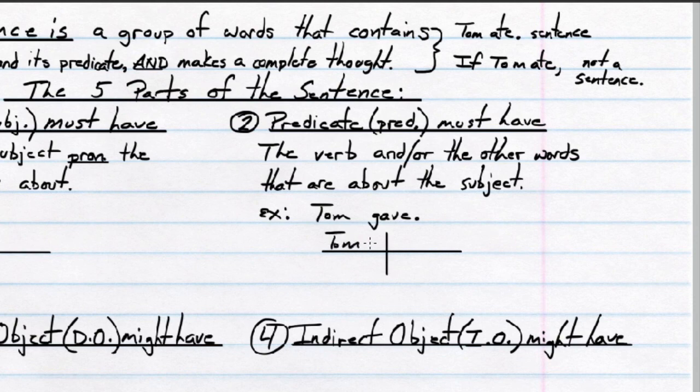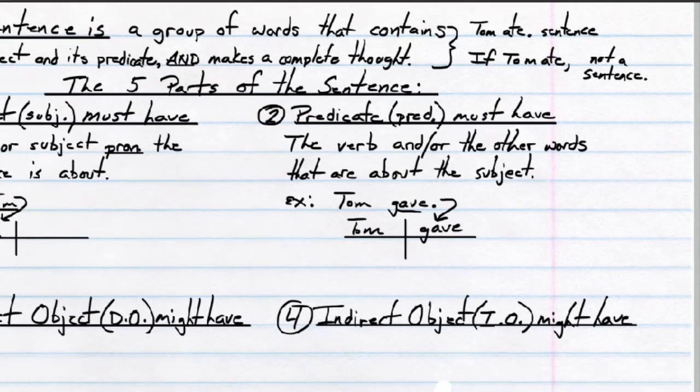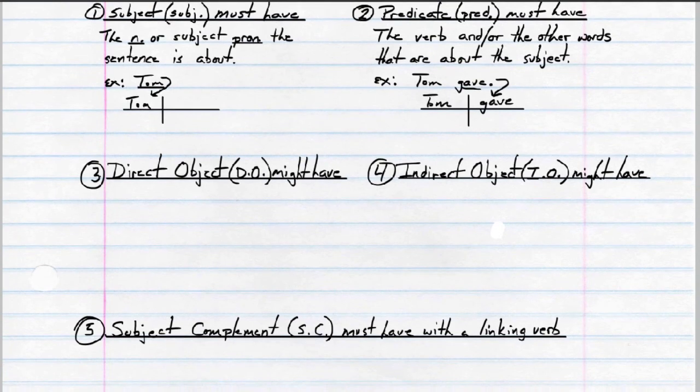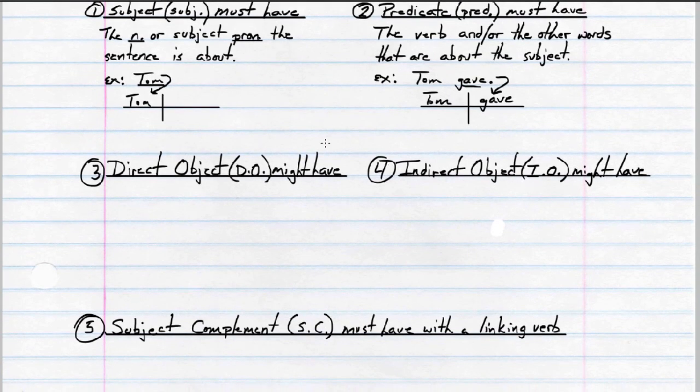Subject goes where it originally was. Gave is going to hop down here. So I'm going to move this so that I've got just the subject and predicate at the top. And now I'm going to work on direct object: a noun or object pronoun that receives the action of an action verb.